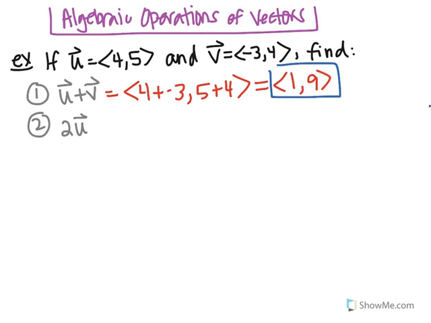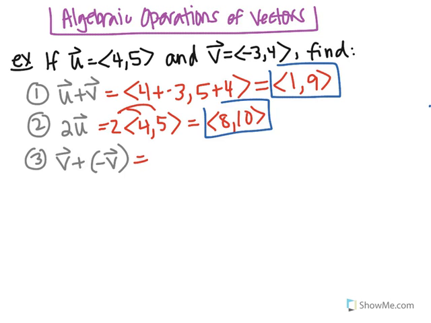Similarly, if I went ahead and had you multiply vector u with components 4, 5 by 2, all you would do is take the scalar 2 and multiply it by 4, 5. So when you distribute that out, you would end up getting 8, 10.